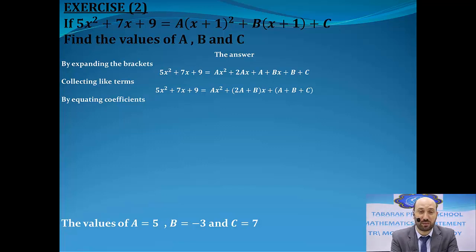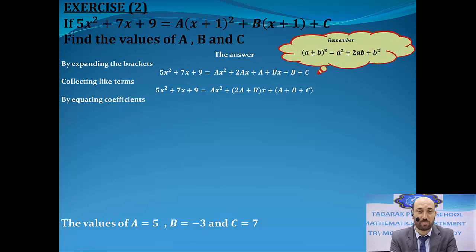By expanding the brackets, we have to remember that the expansion of (a plus or minus b) squared equals a squared plus or minus 2ab plus b squared. So we will need it. For the left side, we will have it as it is without any modifications. And for the right side, we have (x plus 1) squared. We are going to apply the rule. It becomes ax squared plus 2ax plus a. And for b times (x plus 1), we are going to multiply b by each term inside the bracket. So it becomes bx plus b, and c is a constant without any modification.